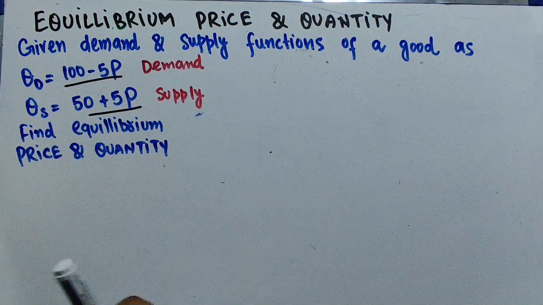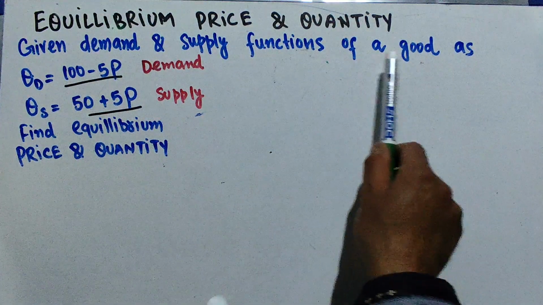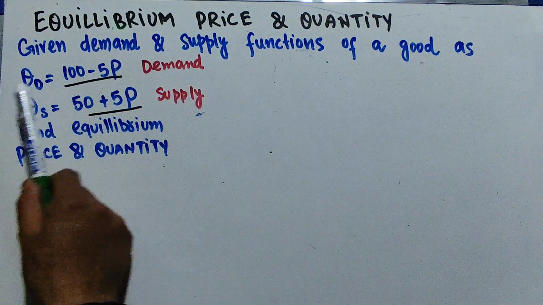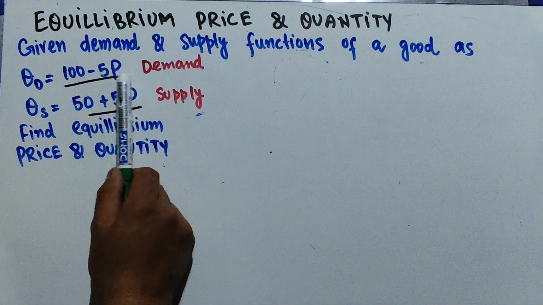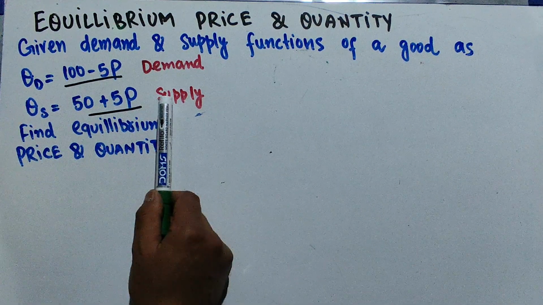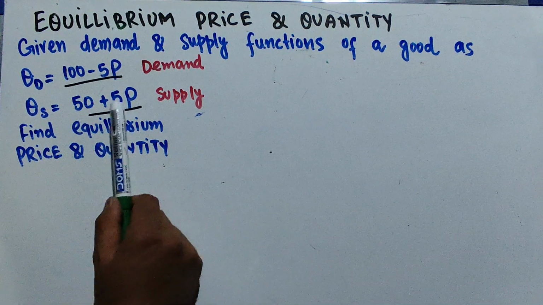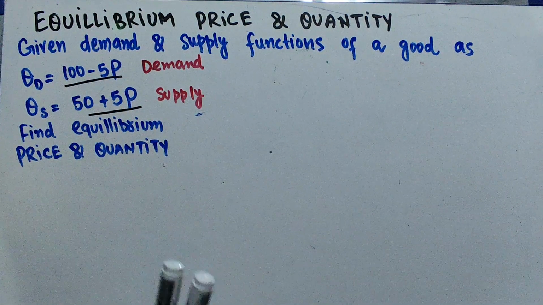How to find equilibrium price and quantity? The question is, given demand and supply functions of a good, the demand function is Q subscript D equal to 100 minus 5P, where Q denotes the quantity demanded and P is the price, and quantity supplied is equal to 50 plus 5P. This is the supply function. We need to find out the equilibrium price and quantity.